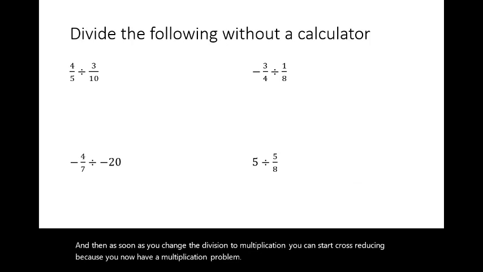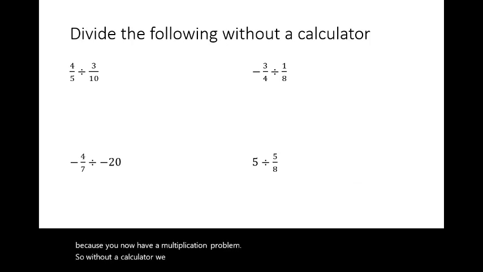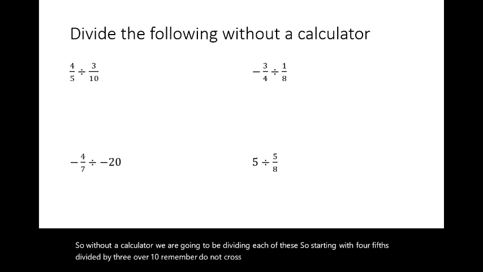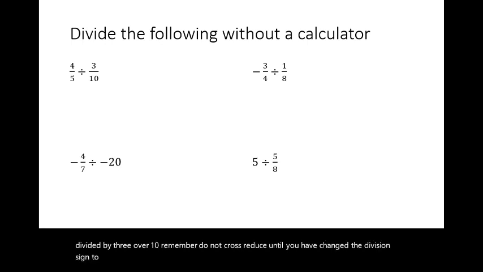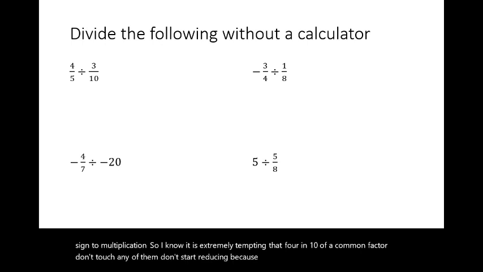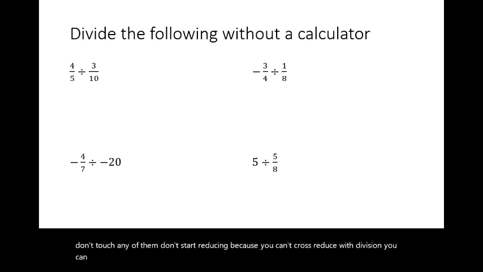So without a calculator, we are going to be dividing each of these. So starting with 4/5 divided by 3 over 10. Remember, do not cross-reduce until you have changed the division sign to multiplication. So I know it is extremely tempting that 4 and 10 have a common factor. Don't touch any of them. Don't start reducing because you can't cross-reduce with division. You can only cross-reduce with multiplication.